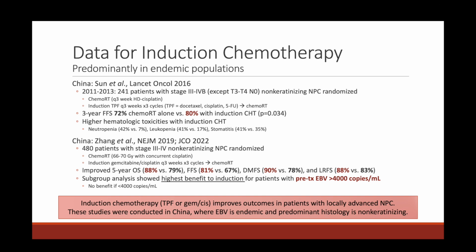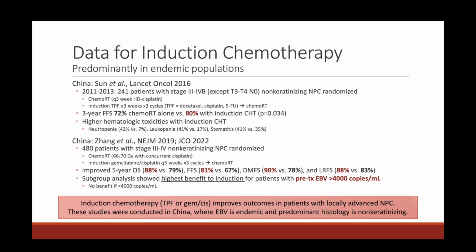The key data for induction chemotherapy has really come from China, and for that reason, these studies were done predominantly in endemic populations. And that's why previously when I was saying the best data for induction chemotherapy is really for endemic populations, so predominantly non-keratinizing, EBV-mediated nasopharyngeal cancer. That's why I said that. So there are 2 trials that are important to know. One, first author is Sun et al. The second is Zhang et al.